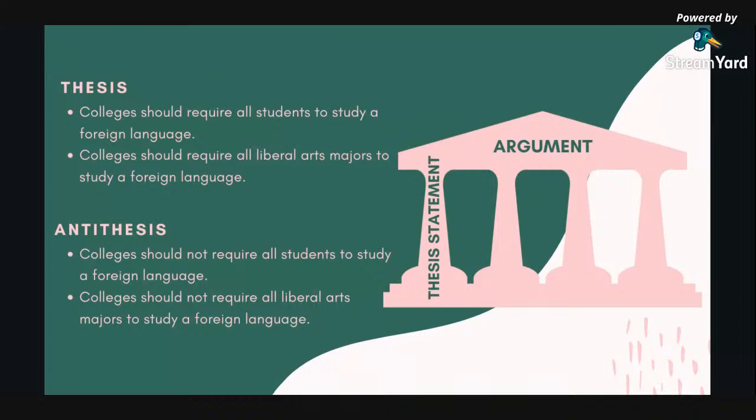For example, the first one says colleges should not require all students to study a foreign language. It's the opposite, so that shows you that the actual thesis statement is debatable. Also, colleges should not require all liberal arts majors to study a foreign language. That also shows that the original thesis statement was debatable, so that one is an okay one to use as well.